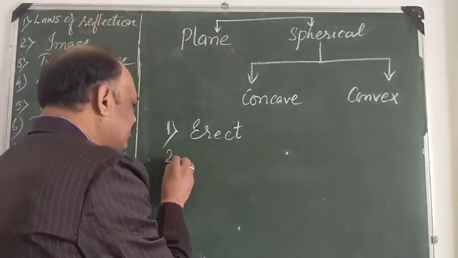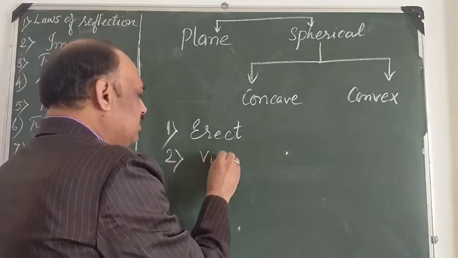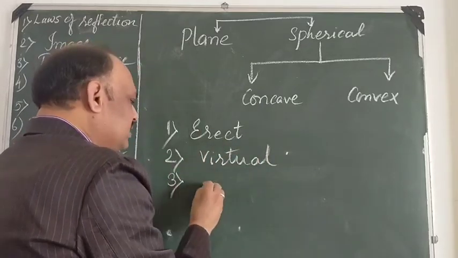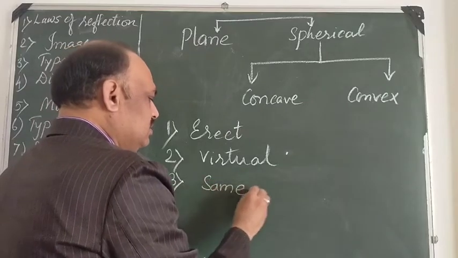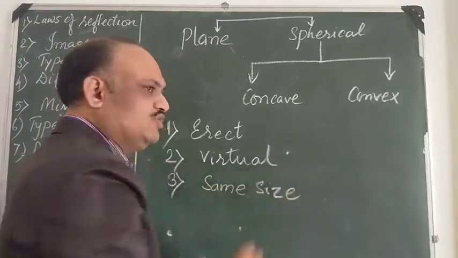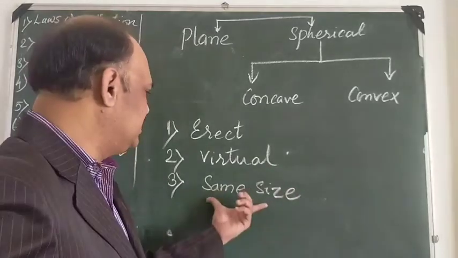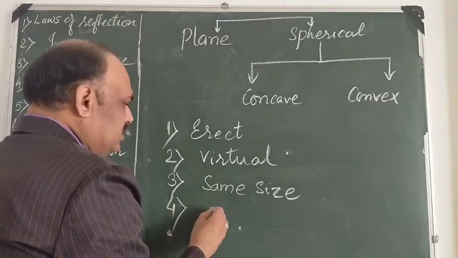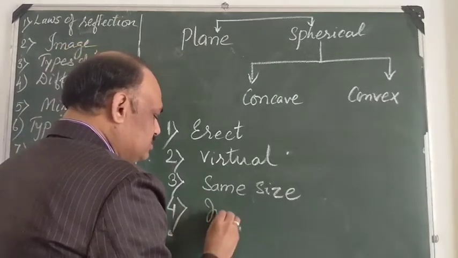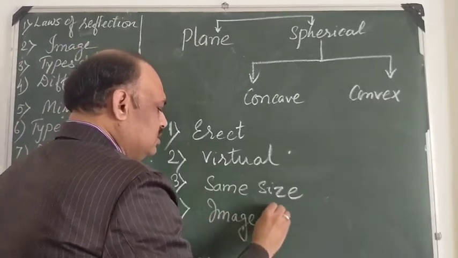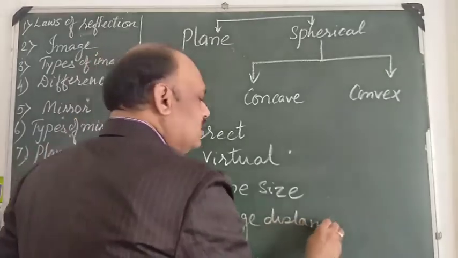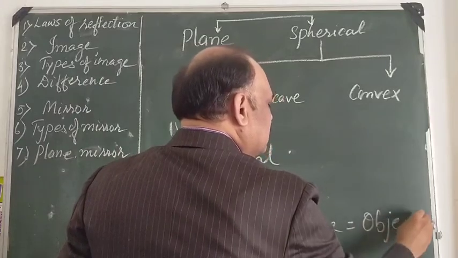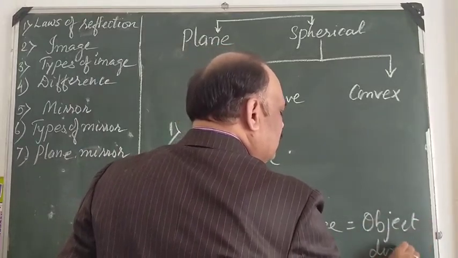Number two, as it is erect, it is virtual. Number three, it is of same size. Size of object and size of image is same. That is the third point. Fourth point, image distance is equal to object distance.